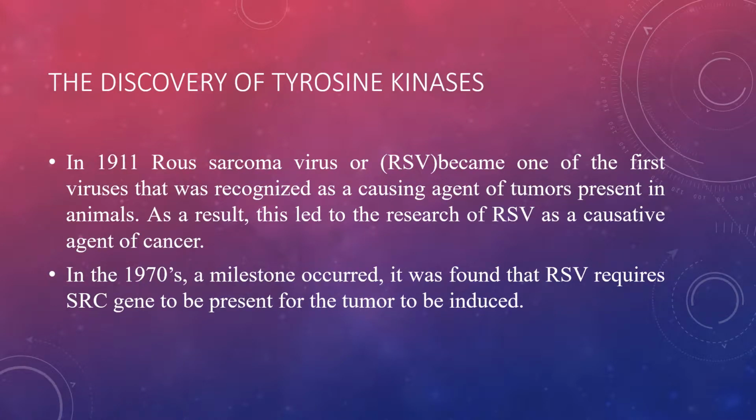So, the discovery of tyrosine kinases began in 1911 due to Rous sarcoma virus being the first to be recognized as a tumor present in animals. And the first animal that had sarcoma virus was a chicken. And this led to the research of RSV. And in the 1970s, a milestone occurred. It was found that RSV requires the SRC gene to be present in order for the tumor to be induced.